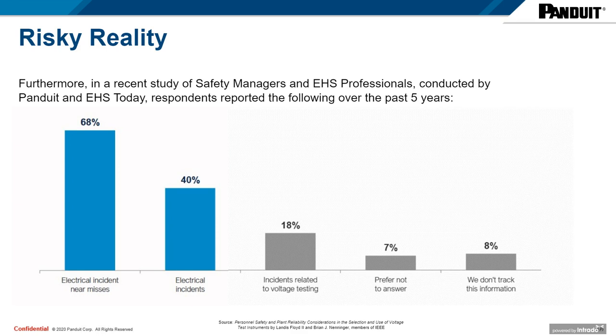Unfortunately, 4 out of every 10, which is the second bar from the left, had officially reported electrical incidents over that time frame. It is also important to recognize that many incidents or near misses often go unreported. On the far right of this data, we see proof of this, with 8% of the safety managers saying they don't even track electrical incidents. Not only could the number of electrical incidents be higher, but these organizations are also missing the potential opportunity to track this data in order to potentially improve their safety program.